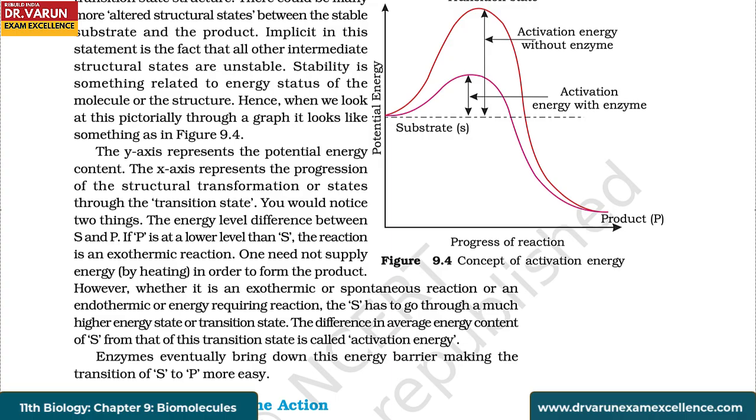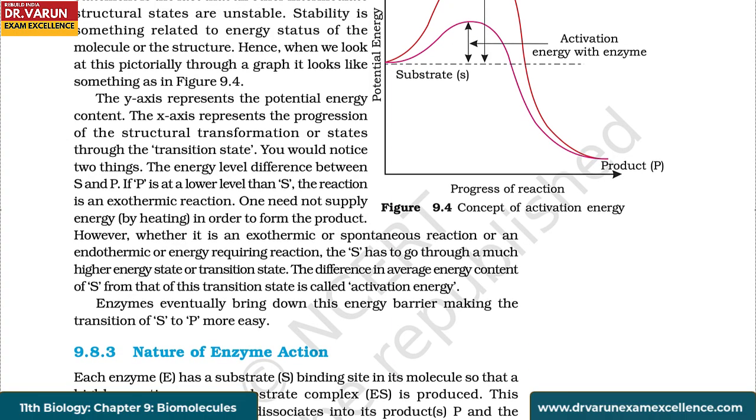Hence, when we look at this pictorially through a graph, it looks like something as in figure 9.4. The y-axis represents the potential energy content. The x-axis represents the progression of the structural transformation or states through the transition state. You would notice two things. The energy level difference between S and P, that is substrate and product. If product is at a lower level than substrate, the reaction is an exothermic reaction. One need not supply energy by heating in order to form the product.